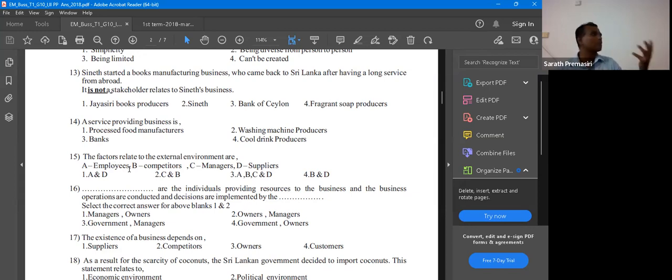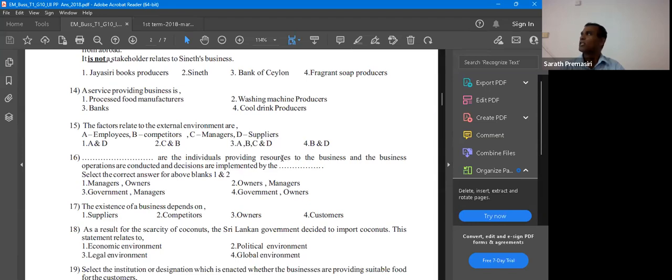Internal factors are controllable. Employees are controllable, internal. Competitors are external. Managers are internal. Suppliers are external.